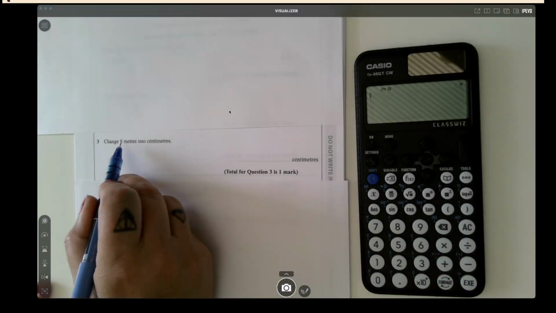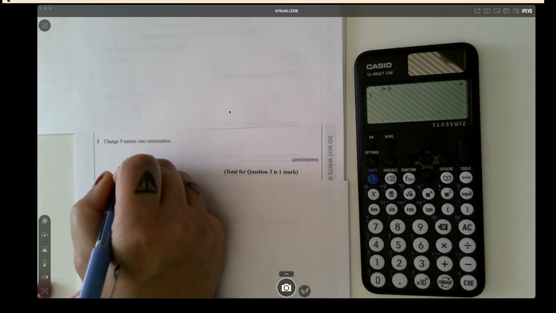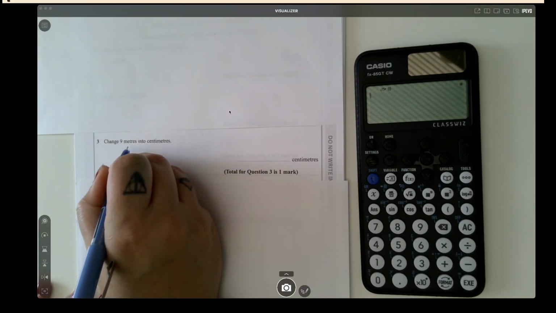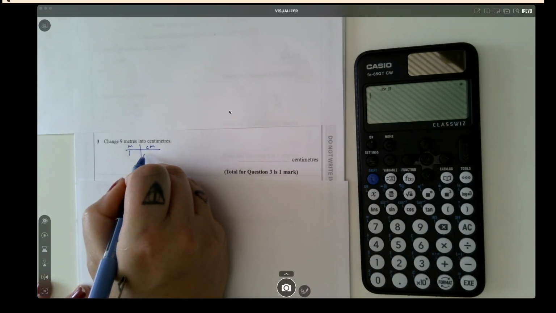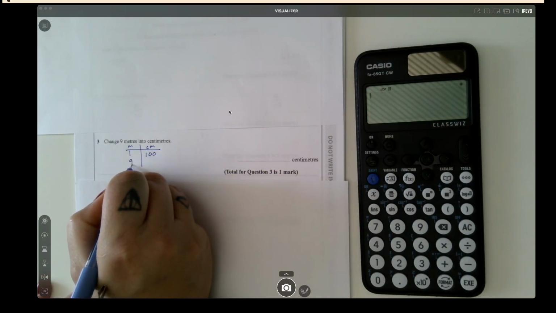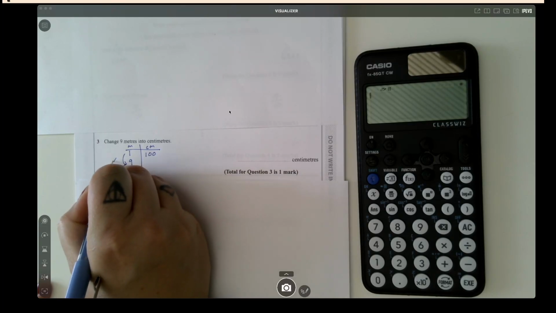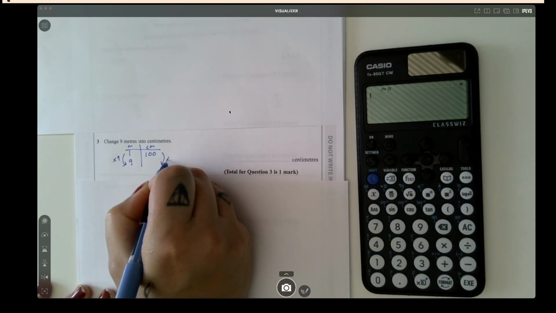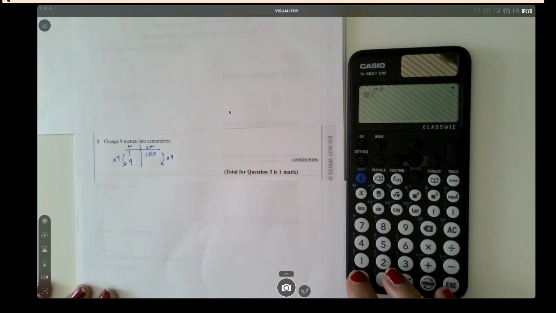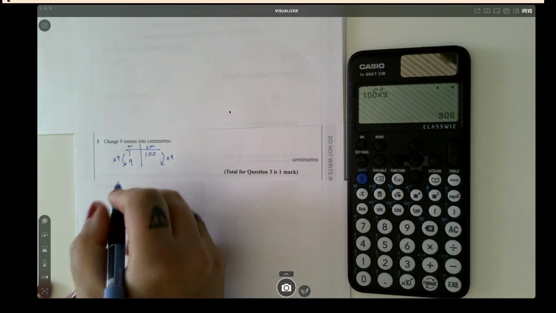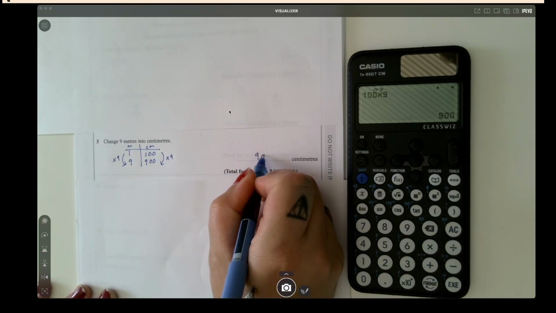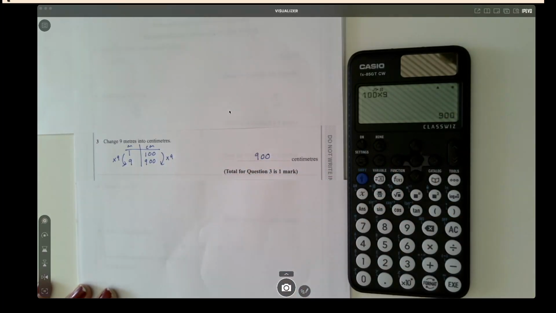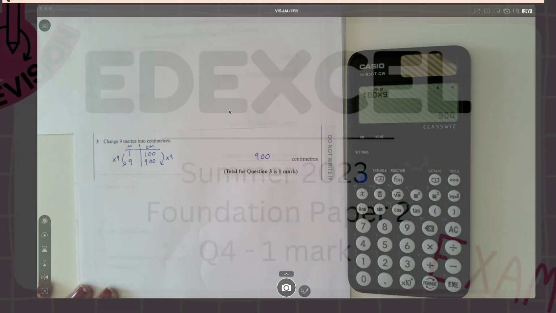Question 3. Change 9 metres into centimetres. So if we do a little proportion table, 1 metre is 100 centimetres. So if we're going to 9 metres, we need to multiply by 9. 100 multiplied by 9 is 900 centimetres. We're going to pop that on our answer line. It's always worthwhile using your calculator because it's a calculator paper.